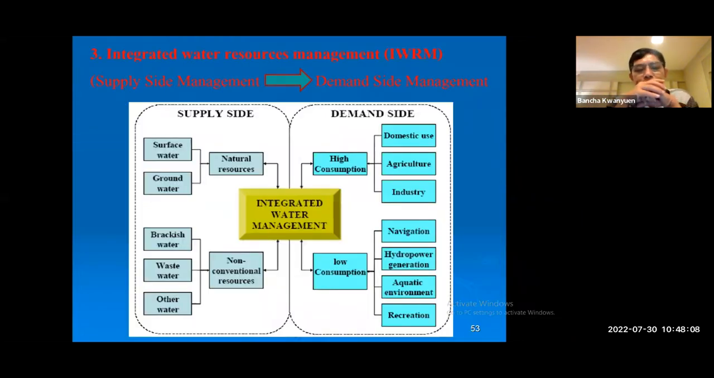Okay. The third point I want to conclude here is that it's important for integrated water resource management to be recognized and implemented. In the past, mostly we put our effort on supply side management. What does this mean? It means that we try to develop more reservoirs, more water resources, more ponds, more weirs, in order to get fresh water.